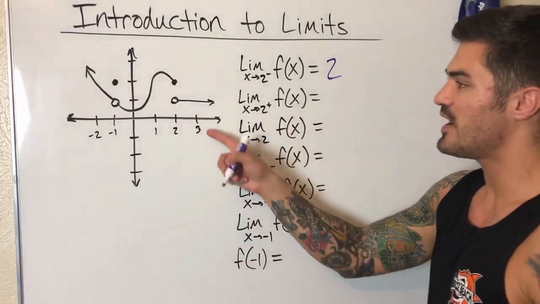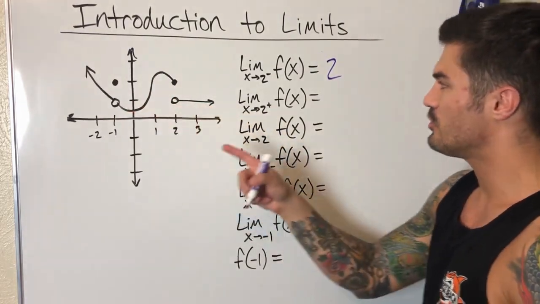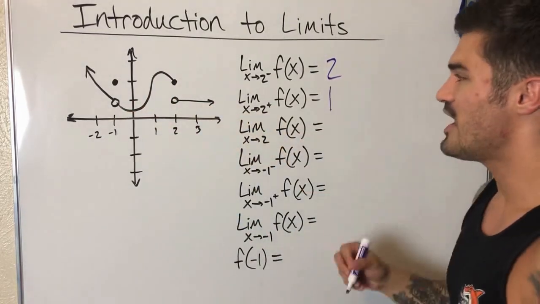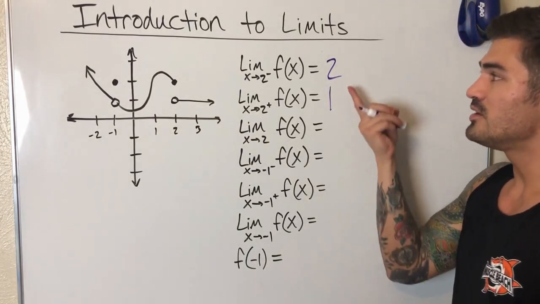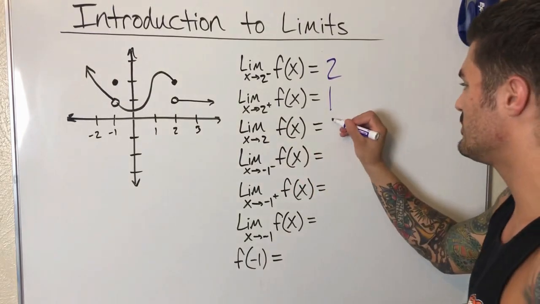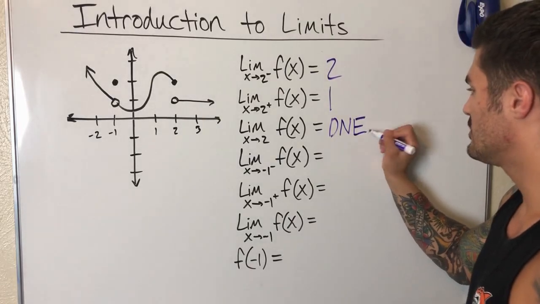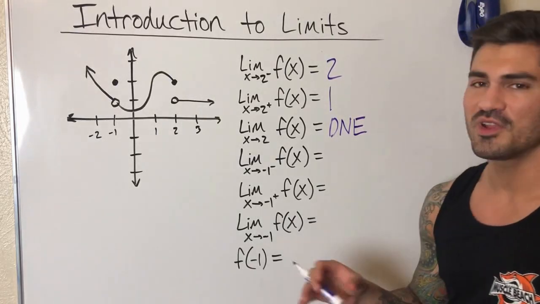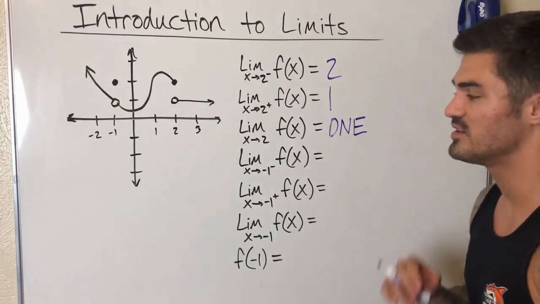So what about from the right? As x gets closer to 2 from the right, my y values are approaching 1. So now we can use that theorem we just learned, right? And we can clearly say that these limits aren't equal, therefore the limit itself does not exist, and we use DNE to denote does not exist. So this kind of example is where that theorem really shines, really becomes very useful, because we can clearly just say it does not exist, right?